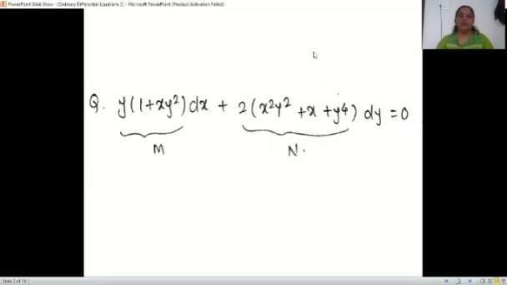So this is a question of the type Mdx plus Ndy equal to 0. If some equation is there, your first job is to check whether it is of those four types, like the homogeneous function. If it is exact, then we can directly integrate: first integration of M dx, plus integration of N dy, where for the first integration y is constant, and for the second, terms not containing x.